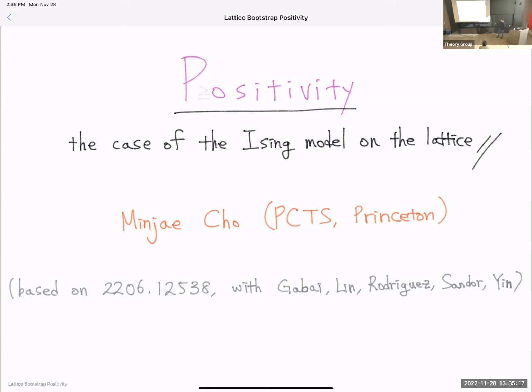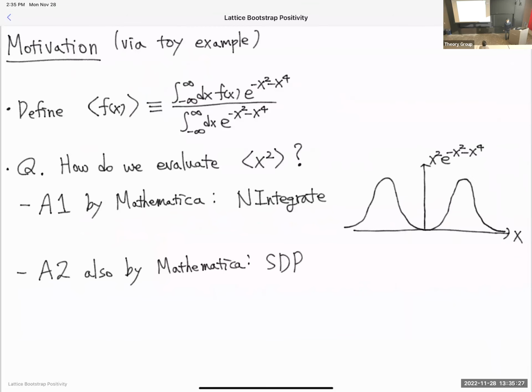And this is based on this preprint, which I worked on together with my collaborators, different people at Harvard and Princeton. So typically, the motivation part of a talk involves some general statements, but I think for this talk, it's more suitable to motivate by considering a toy example.